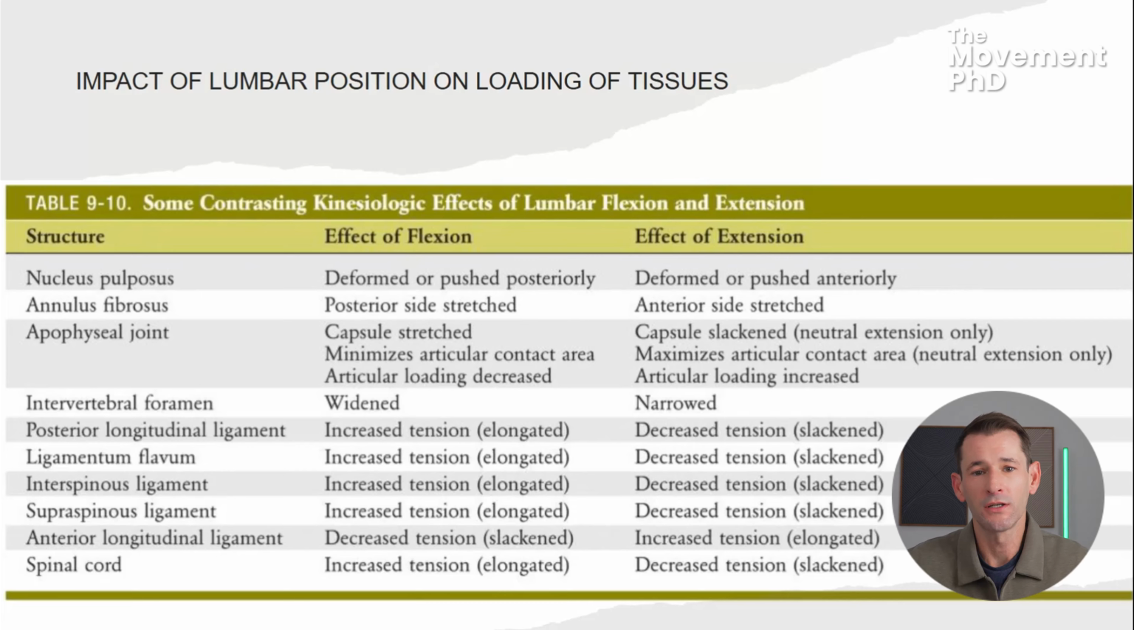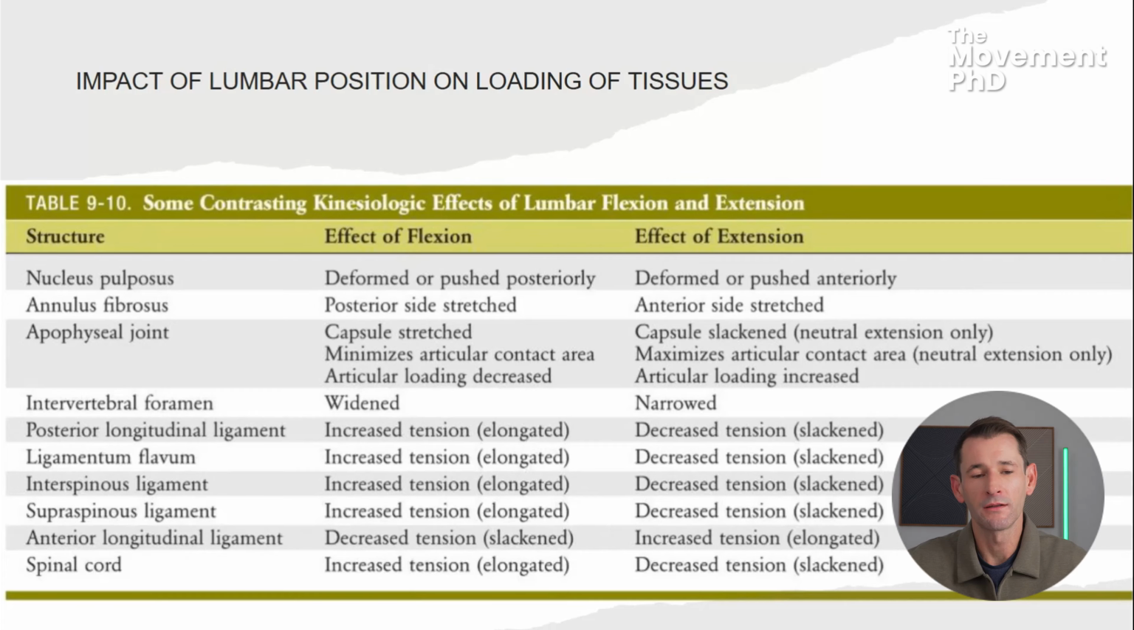So in flexion, that nucleus is pushed posterior. So that's why we have that association between a flexion syndrome and disc herniation. The posterior ligaments are under tension. So if we have a stress type of injury to the posterior longitudinal ligament, ligamentum flavum, interspinous ligament, or supraspinous ligament, those can be injuries associated with flexion syndromes, more acute flexion types of syndromes.